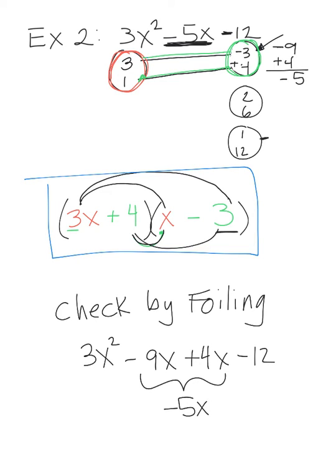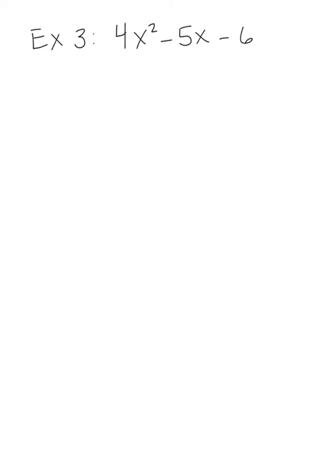Okay, now it's not always going to be straight across. I've just sort of lucked out with those two. So let me show you another one. On this last example, we've got 4x squared minus 5x minus 6. So let's go ahead and start on this one.